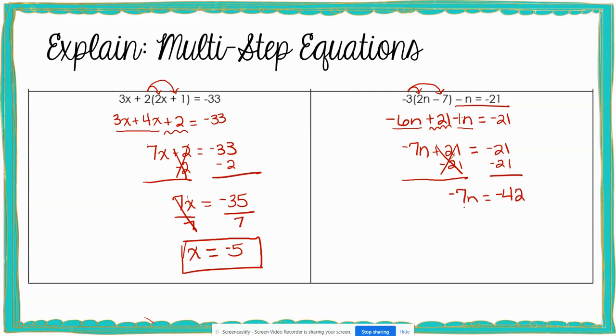Now to get n by itself, I'm going to divide by negative 7 on both sides. These will cancel to leave me with n equals, and negative 42 divided by negative 7 is positive 6.